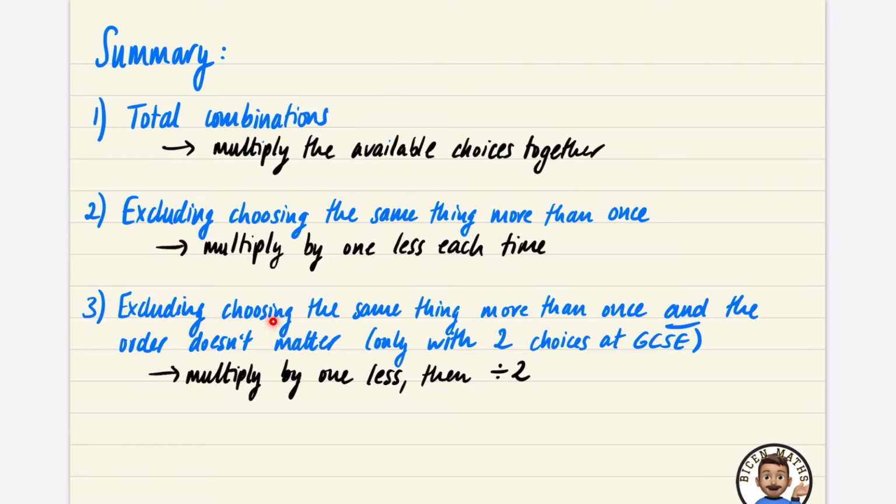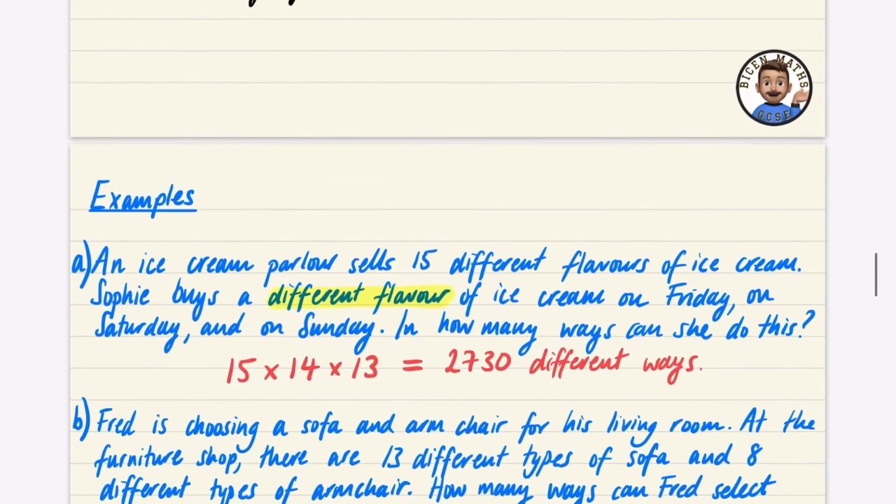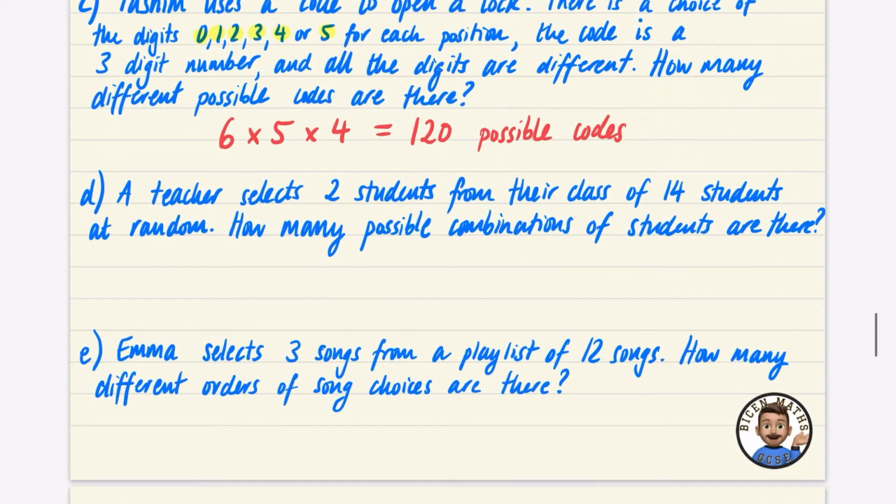Let's have a look at this. It says excluding choosing the same thing more than once and the order doesn't matter. So actually, I think the order doesn't matter. If we think about this one, let's say there were 2 students, like Alan and Beth. If you picked Alan then Beth, and then if you picked Beth then Alan, I think we would say that that was the same combination.